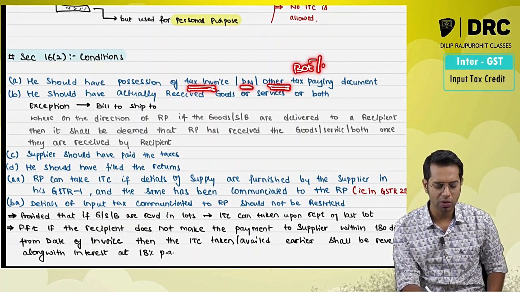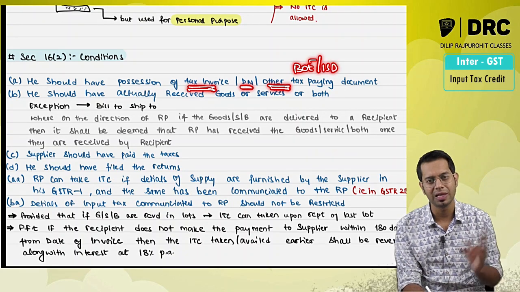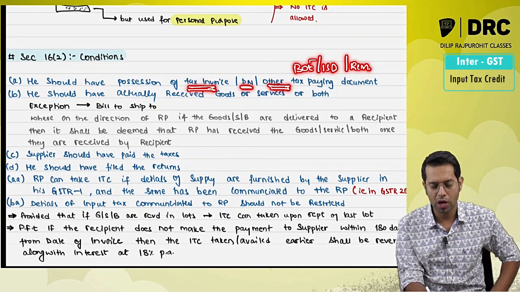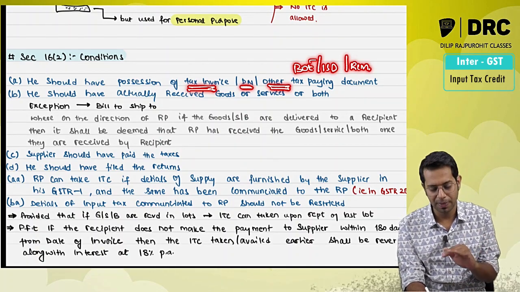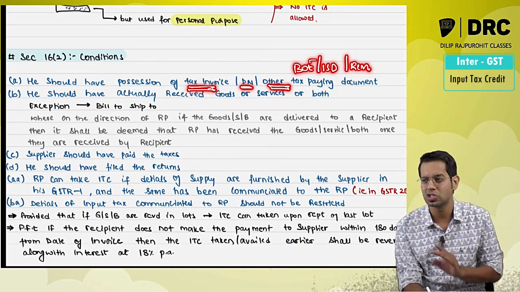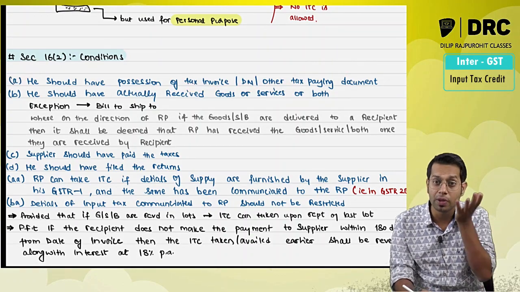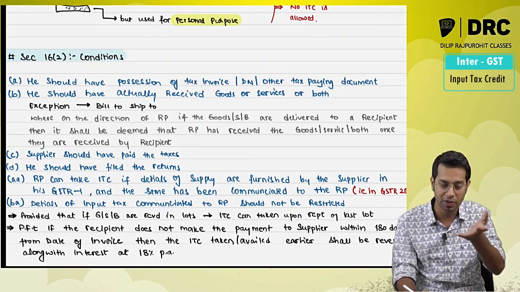In case you are taking goods from an input service distributor, then the input service distributor invoice. Then in case you are taking input tax credit on RCM, on the inward supply liable for reverse charge, then that RCM invoice. So you should have the tax paying document with you for taking input tax credit.